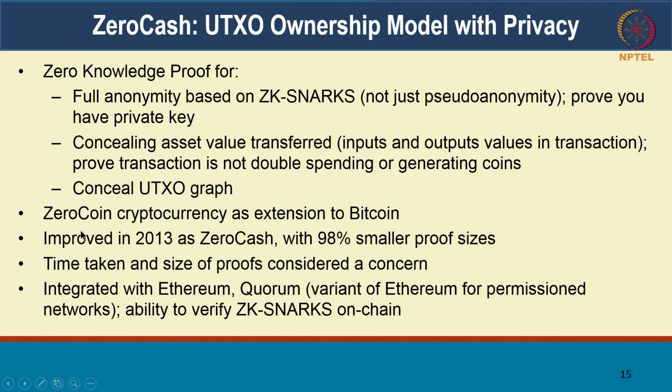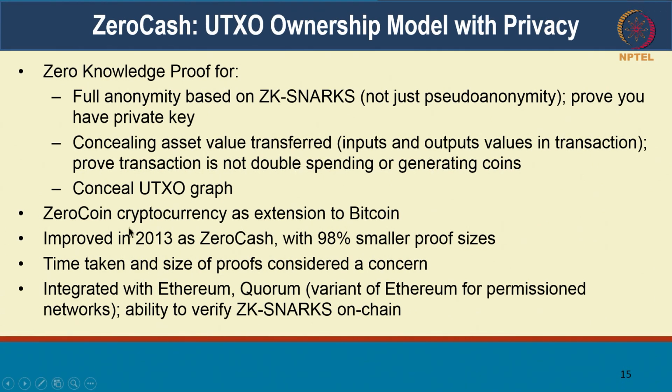So ZeroCoin was introduced as a cryptocurrency as an extension to Bitcoin. They actually forked from Bitcoin and created a new cryptocurrency based on ZeroCash. It was called ZeroCoin. And in 2013, they actually showed 98% smaller proof sizes. So they dramatically improved the complexity of these proofs. The size of the proof became very succinct. But the time taken is still a concern, right? So this still takes a significant amount of time and computational effort to construct these proofs.